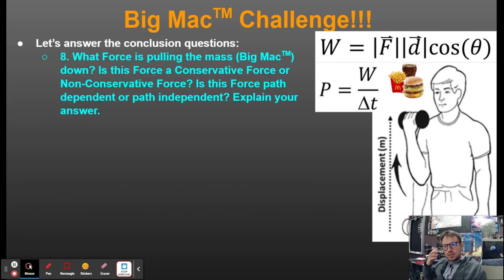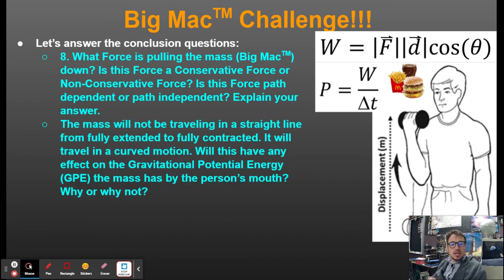So the question is, what force is pulling the mass down? Is this force a conservative force? So it's going to be gravity. Gravity is pulling it down. Now the force is going to be path independent. So that brings us to this next question.